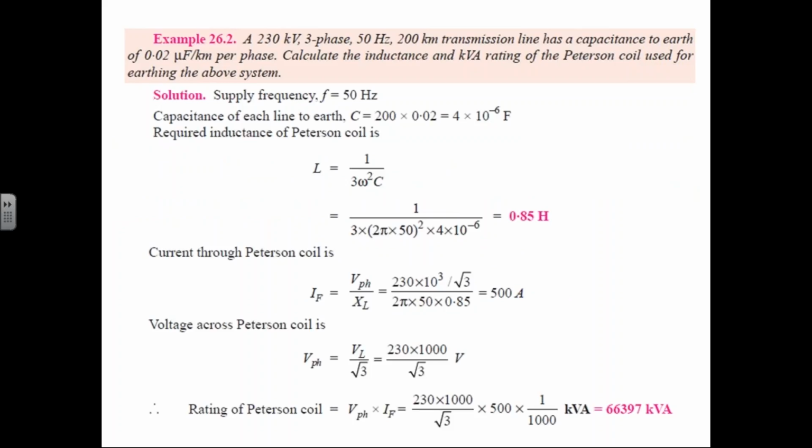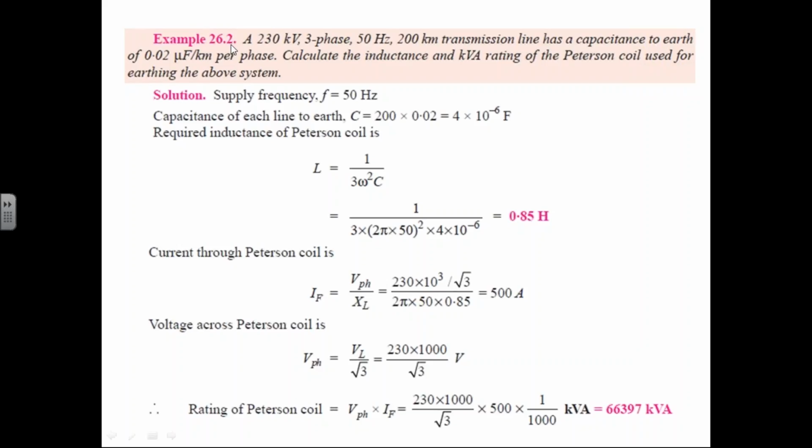The next one is a 230 kilovolt 3-phase 50 hertz 200 kilometer transmission line that has a capacitance of 0.02 microfarad per kilometer per phase. Calculate the inductance and the kVA rating of the Peterson coil for neutral earthing of the above system.